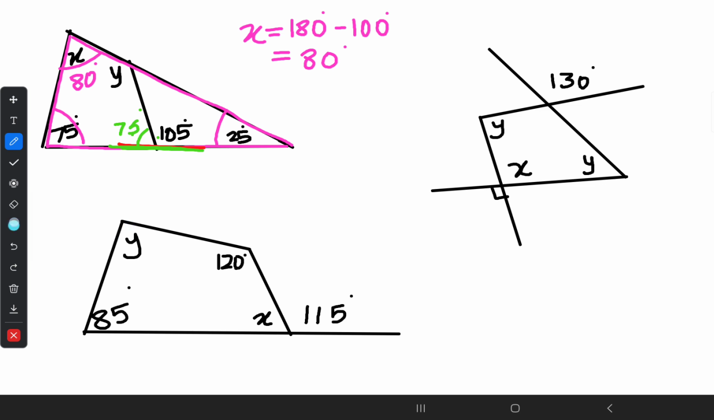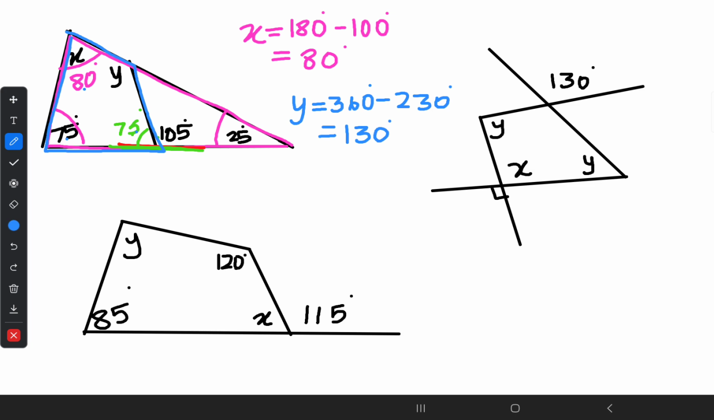Now think about the blue quadrilateral. In a quadrilateral, we know the interior angle sum equals 360. So y should equal 360 minus the sum of the other three angles. 75 plus 75 is 150, plus 80 is 230. So 360 minus 230 is 130. Y equals 130.